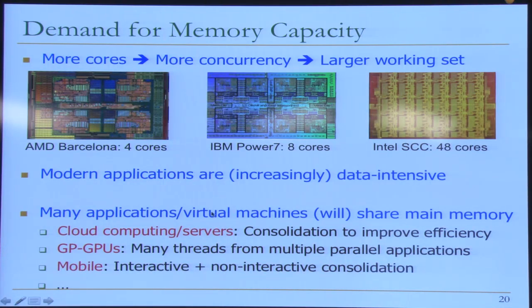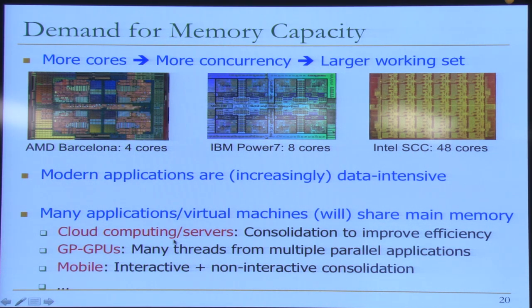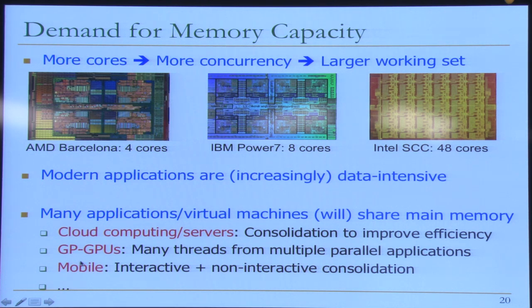And finally, there are many applications and virtual machines that are sharing main memory. If you look at cloud computing and servers, people would like to consolidate more and more applications such that you can improve efficiency. If you look at GPUs or heterogeneous computing, there will be many threads from multiple applications. And you can already see that in CPU-GPU integration in systems today. Actually, there are systems that integrate FPGAs also at the same time today that you can buy. And if you look at mobile systems, there's a lot of consolidation that's happening here. So many applications are actually already sharing this main memory.